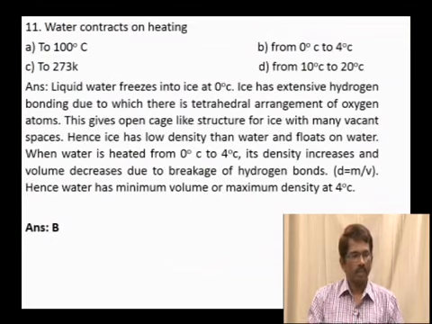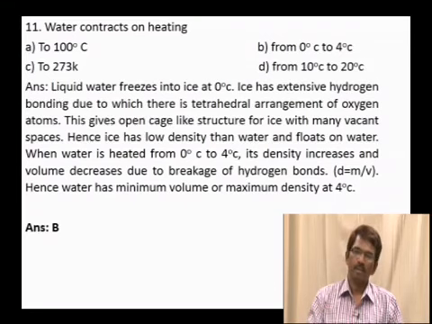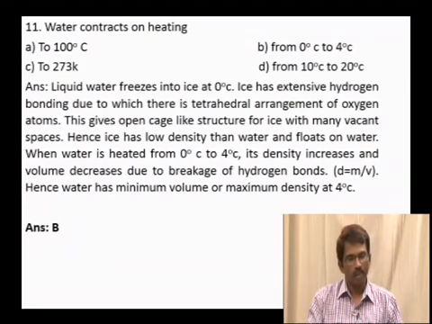In question number 11, water contracts on heating from, what is called, 0 to 4 degrees centigrade, 273 and then from 10 to 20. Normally when any liquid or a solid is heated, its volume increases. However, water has extensive hydrogen bonding when it is frozen into ice. Because of extensive hydrogen bonding, the oxygen atoms in ice are tetrahedrally arranged with many vacant spaces.